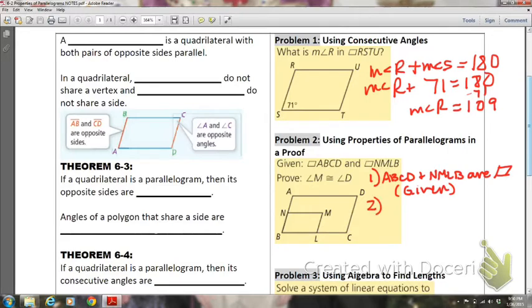And statement 2, because they're parallelograms, and the theorems that we have over on the left side, we know that opposite angles of parallelograms are congruent, so we can say that angle B is congruent to angle M, and we can also say that angle B is congruent to angle D. And the reason is because opposite angles of parallelograms are congruent.